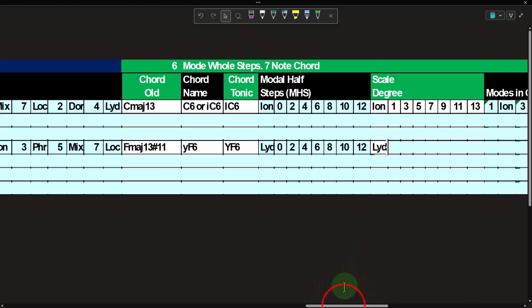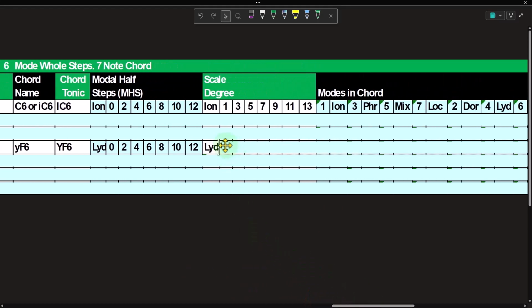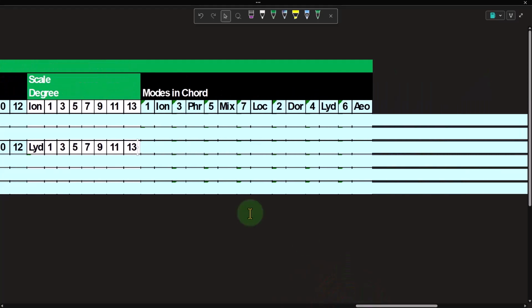Okay, Lydian. So the scale degree would be 1, 3, 5, 7, 9, 11, and 13 because it would all be off by 1. And then the modes that are involved would be all of the notes, but they're going to be in order of the 4, the 6, then 7, 1, 3, 5, 7, 2.